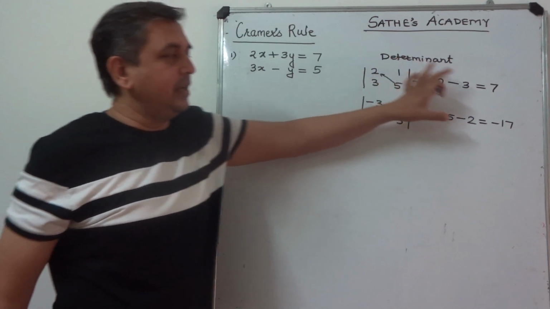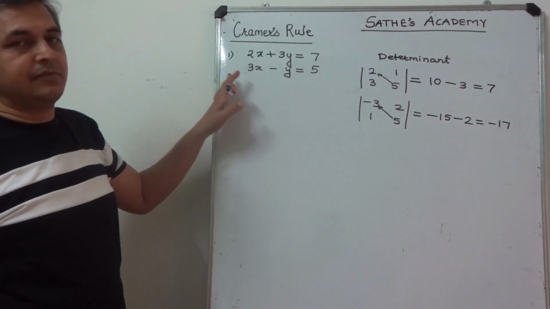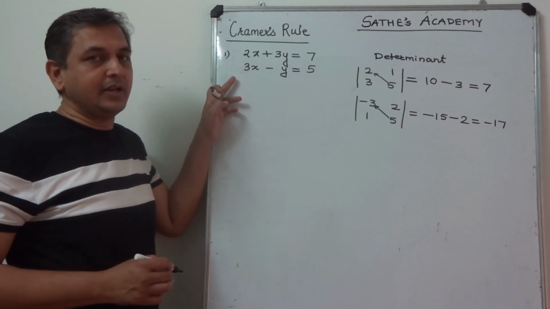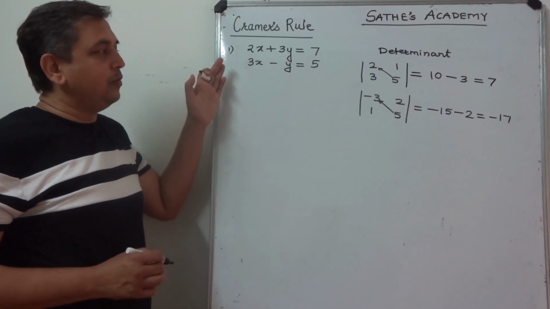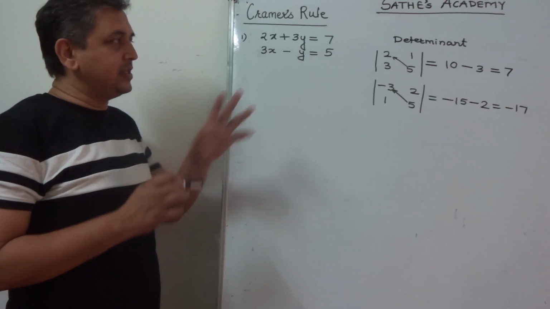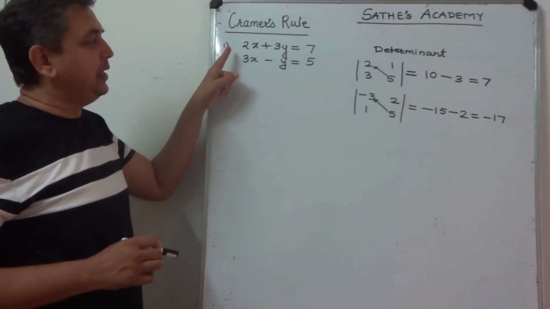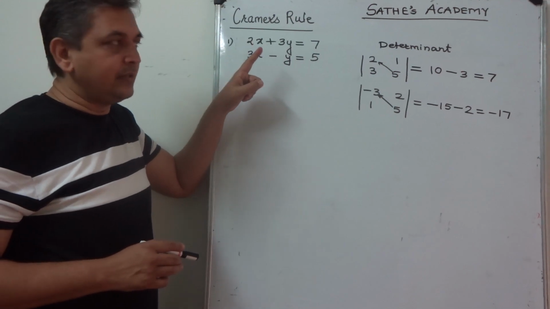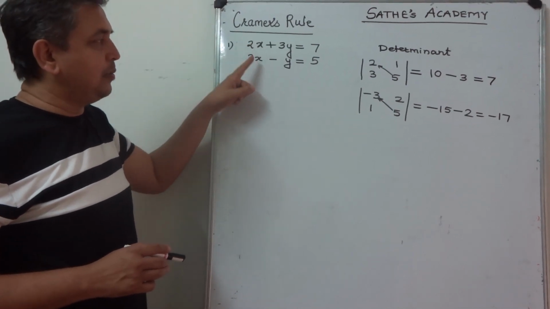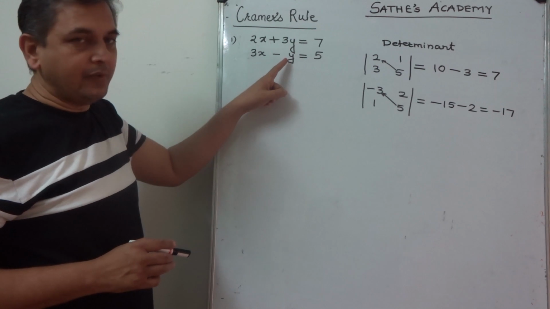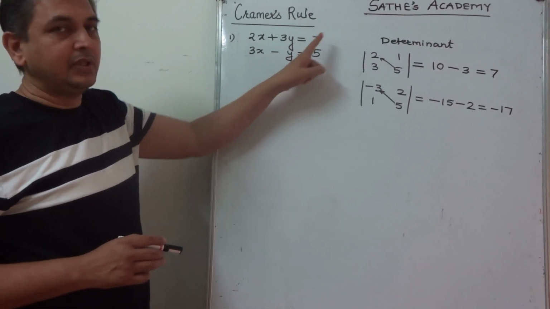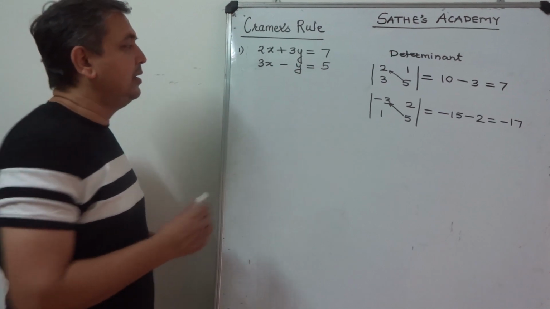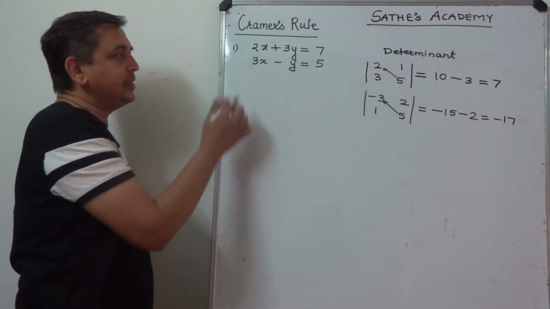If we are very clear with this, then the question is very simple: solving these two equations by Cramer's rule. Now what the rule says, the first step we have to do is arrange the terms in the standard form. So what is the standard form of the equation? Term of x, term of y equal to the constant term. When we arrange two equations in this form, we have to write three steps.